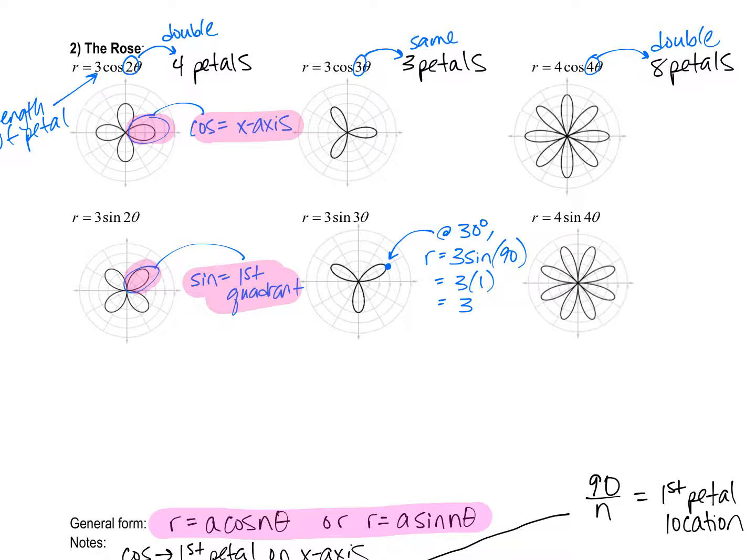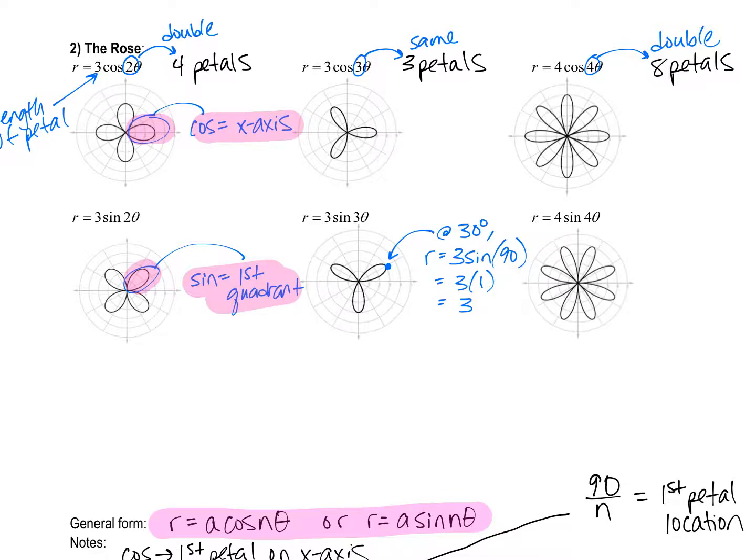And so how do you figure out that first petal location? I wrote that down here. You take 90 divided by n. So in this case, 90 divided by 2 is 45, and that's why my first petal is exactly at 45 degrees. In this case, I'm taking 90 divided by 3, and that gives me 30 degrees, and that is why my first petal is at 30 degrees. In this case, there are 8 petals here, so 90 divided by 4 is actually 22 and a half. It's 45 divided by 2, so 22 and a half. That's why this one is at 22 and a half degrees. And then just remember your petals should be equally spaced.